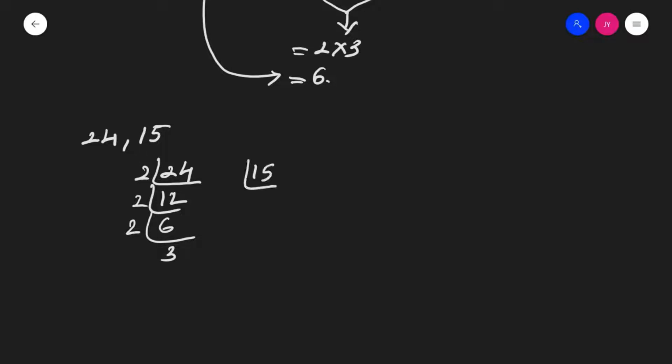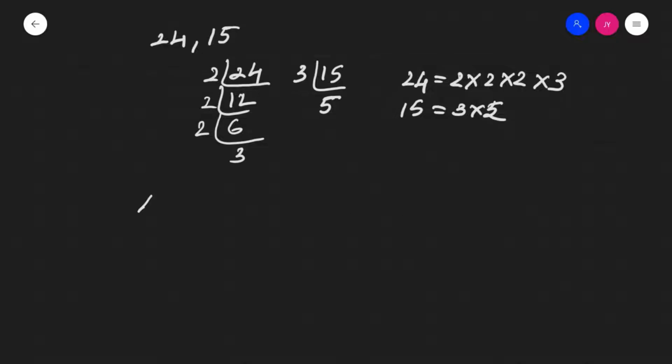So 15. Is 15 divisible by 2? No. But what's the next prime number? 3. Is 15 divisible by 3? Yes. 3 5s are 15 and 5 is the prime number itself. So what will it be? 24 is equal to 2 into 2 into 2 into 3. 15 is equal to 3 into 5.